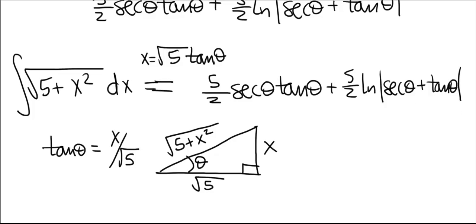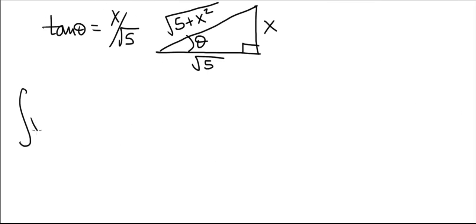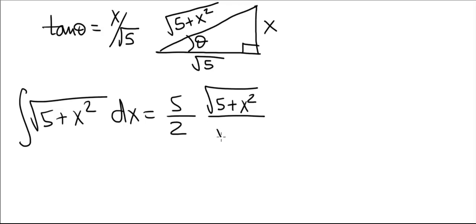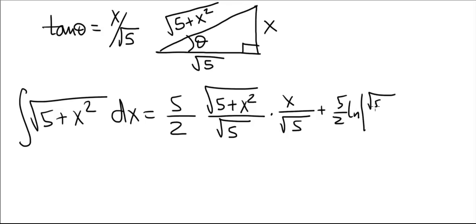So now for the final answer, the integral of the square root of 5 plus x squared is equal to 5/2 times secant. Secant is hypotenuse over adjacent, that's the square root of 5 plus x squared divided by the square root of 5, times tangent, which is x divided by the square root of 5, plus 5/2 natural log of secant, so that's the square root of 5 plus x squared over the square root of 5, plus tangent, that's x over the square root of 5.